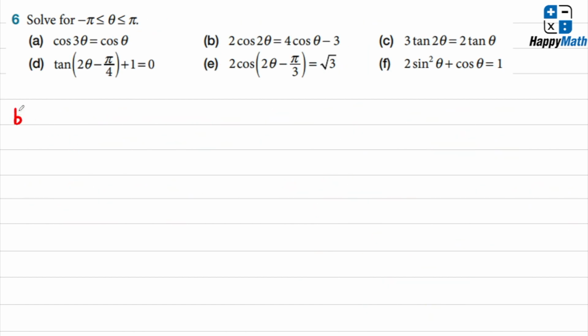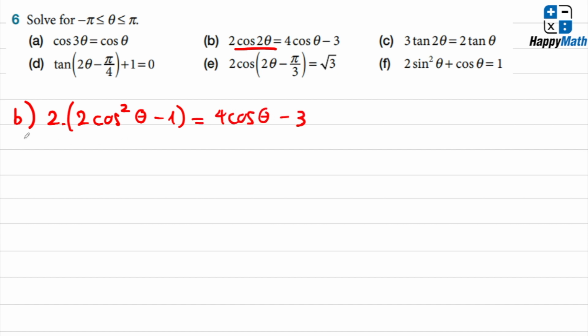Move to question B. I think you have to use another technique, and more specifically I will use the quadratic trigonometric equation in this one. First step, I have to convert the double angle here to be in terms of cos only. You got 2 cos square of theta minus 1 will be equal to 4 cos theta minus 3. And now you got 4 times cos square theta minus 2 minus 4 cos theta plus 3 equal to 0.